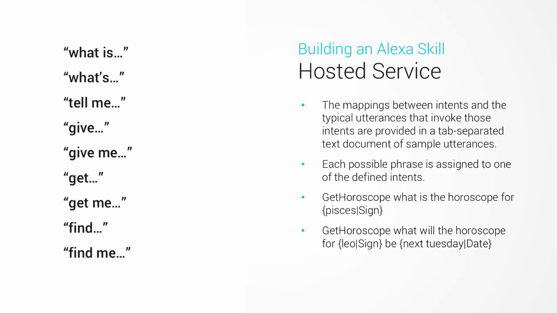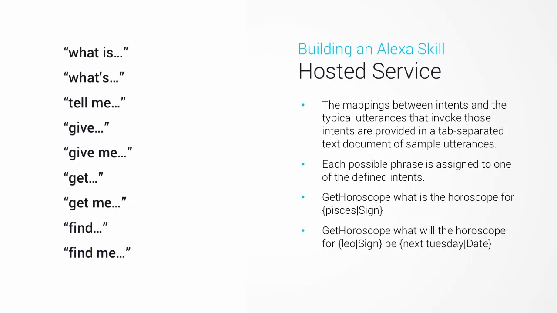So you can see here at the bottom, get horoscope is an intent, sign was one of those slot values, and everything else in there is just an example of how somebody would use that. So what is the horoscope for Pisces? Pisces is the actual value, but I could have easily said, show me the horoscope for.